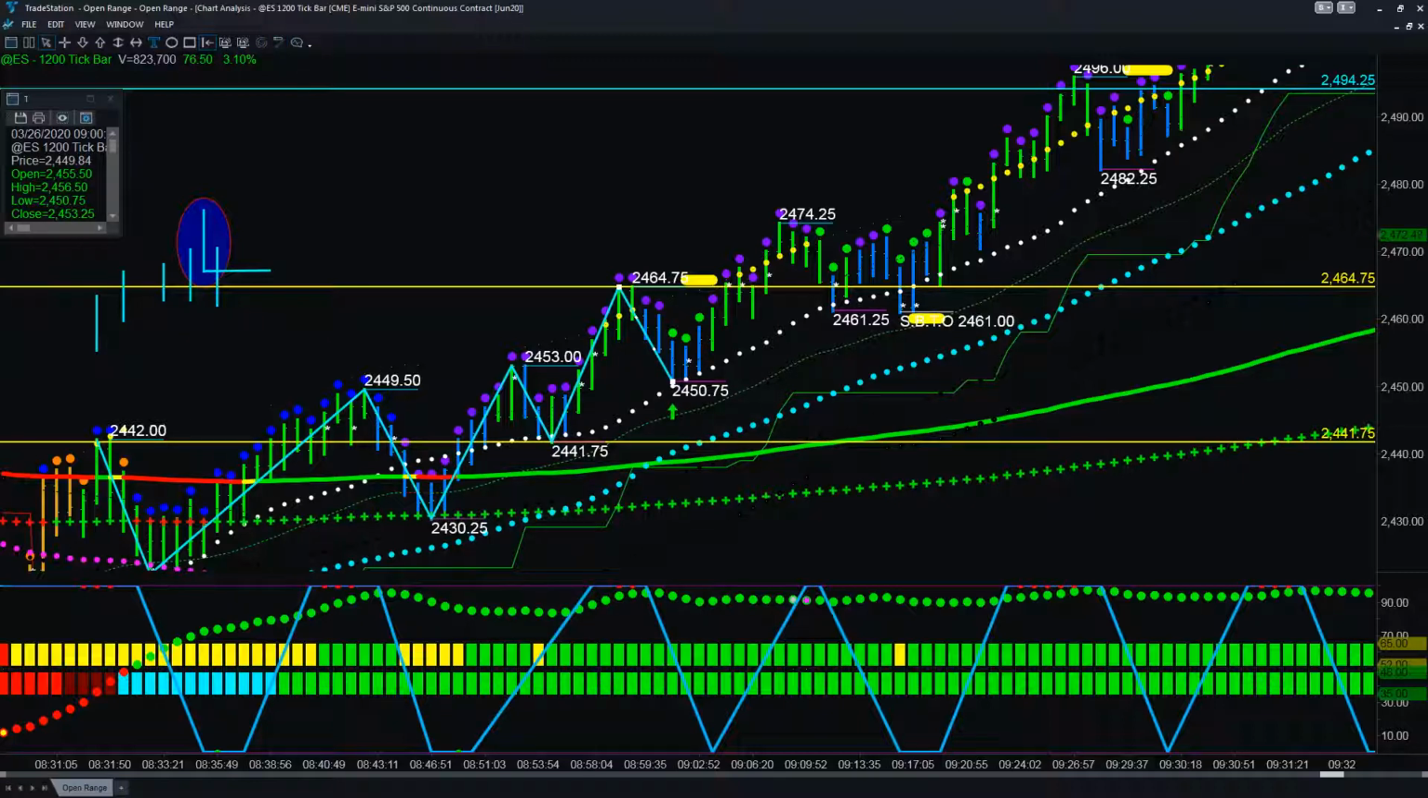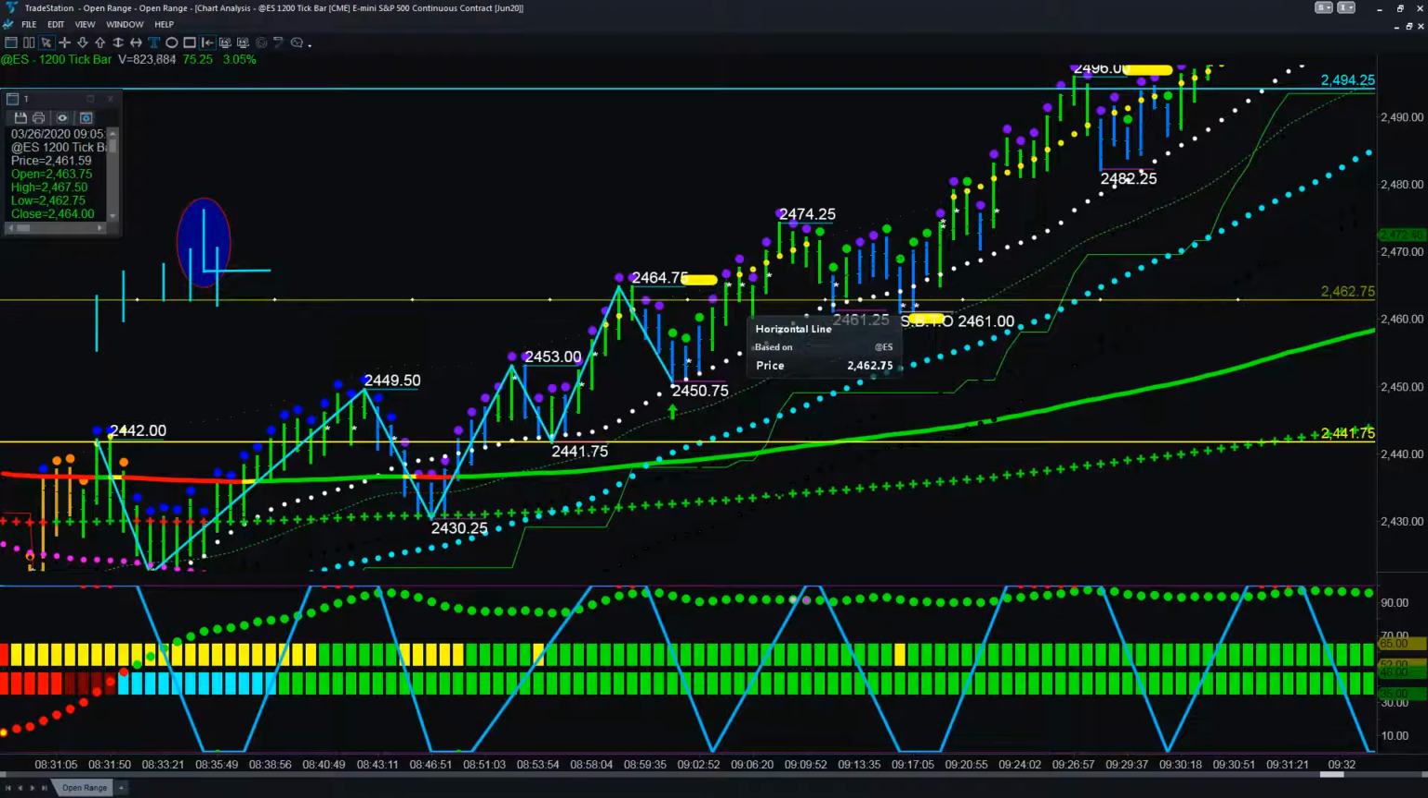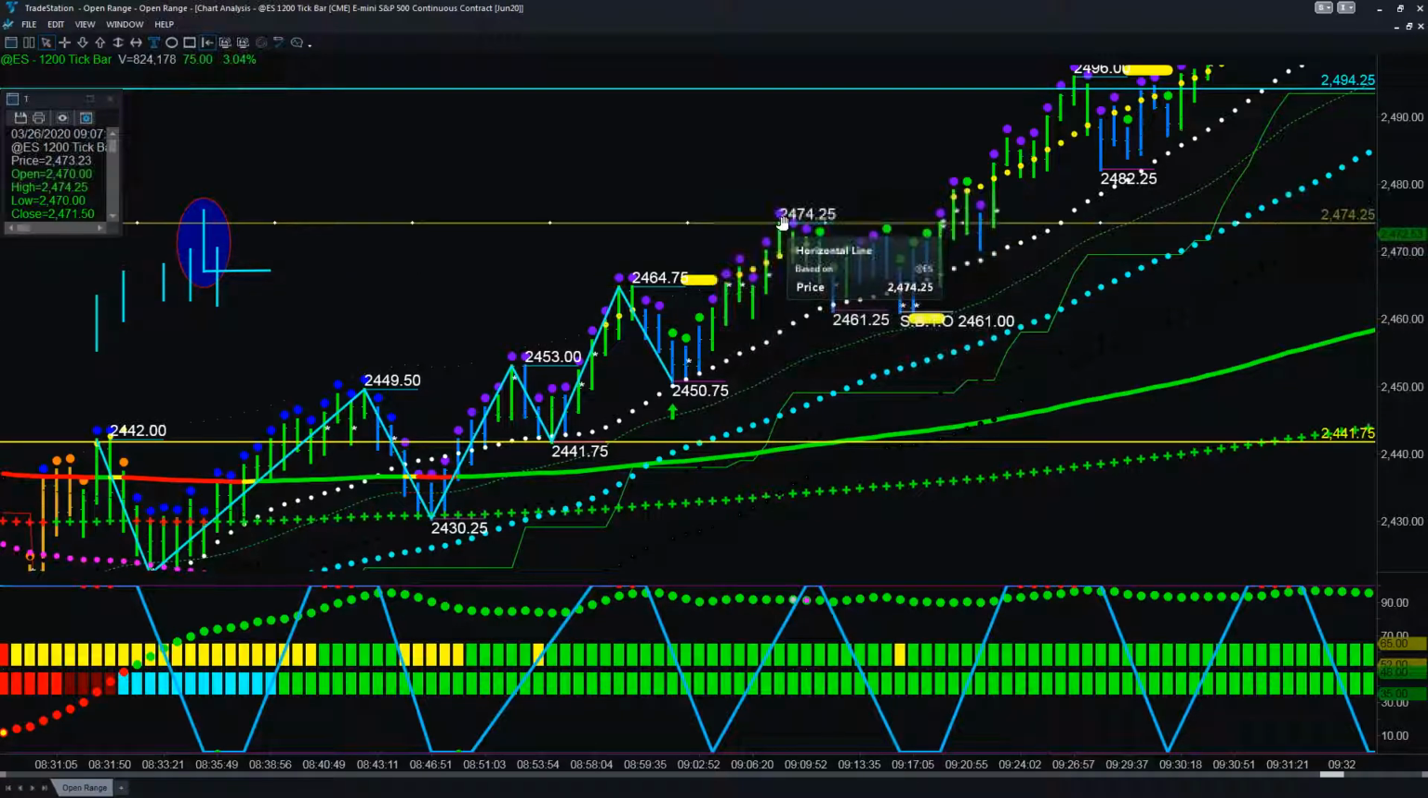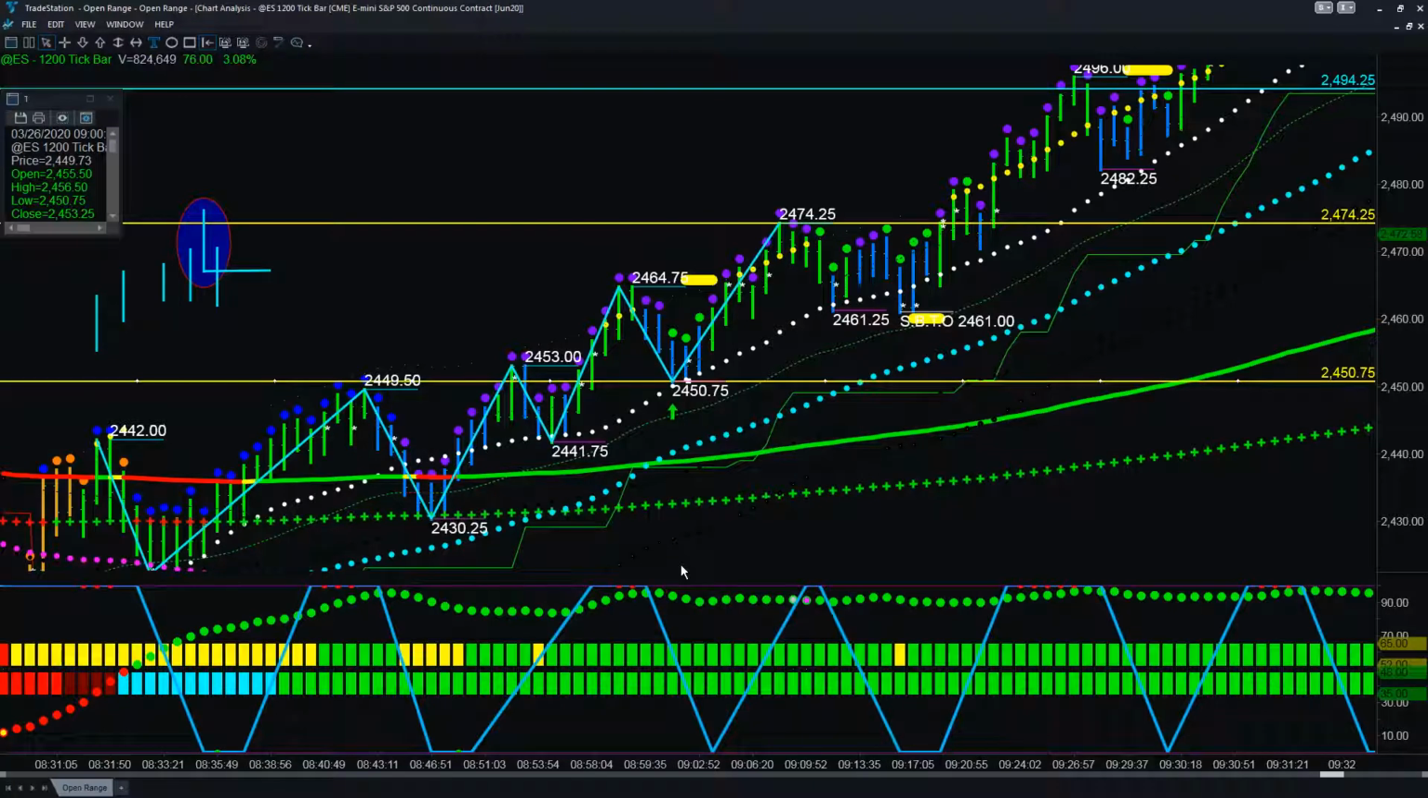50.75. And now I'm looking for a high, right? So there we go. There's our next structure level. So I'm going from 50s to 74.25. And I'm going to bring my line up. So now structure is, as long as 50.75s hold, we're in an uptrend.